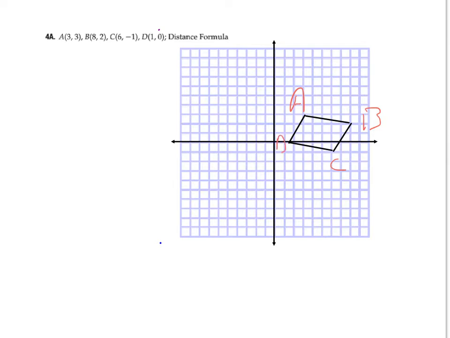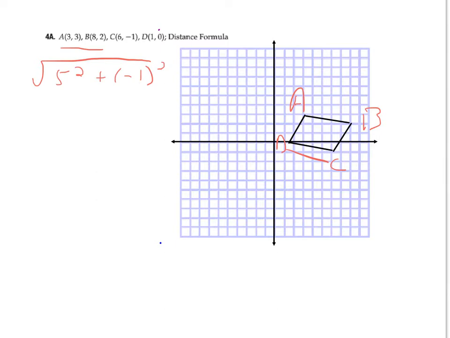What we're going to do is find the distance of each of these sides, and if the opposite sides are congruent, then it is a parallelogram. So let's first of all find the distance from A to B. Using my distance formula from A to B, I'm going to have the square root of 8 minus 3, the difference of the x's, which is 5 squared, and the difference of my y's would be 2 minus 3, which is -1 squared. So that was AB.